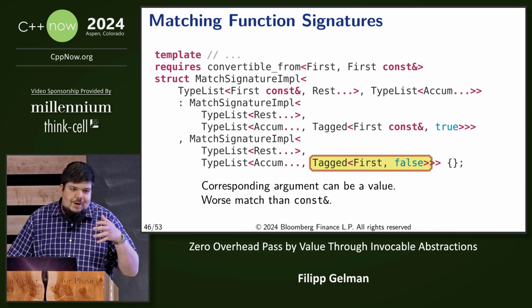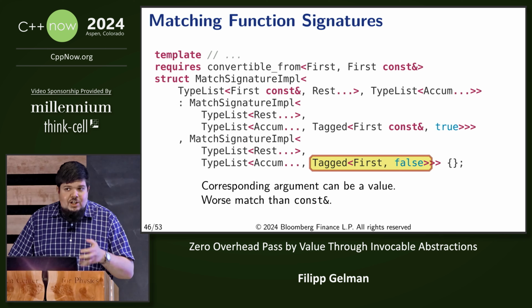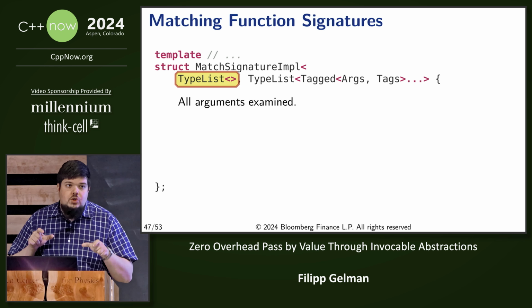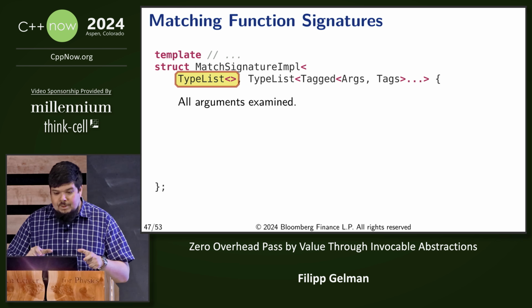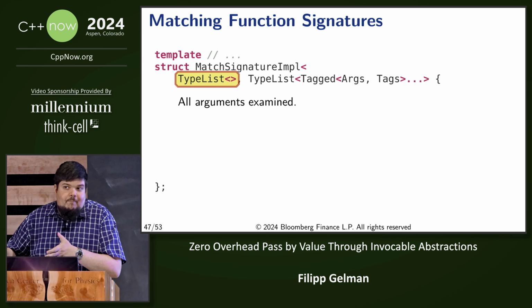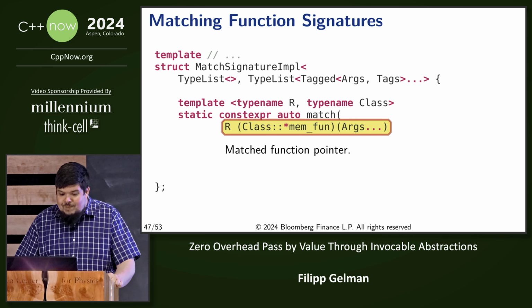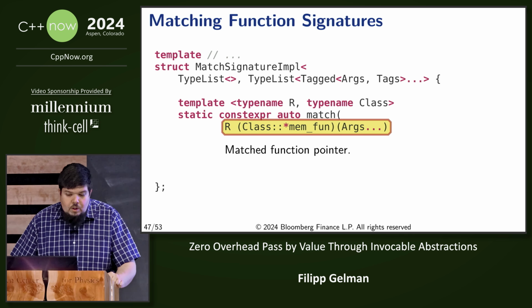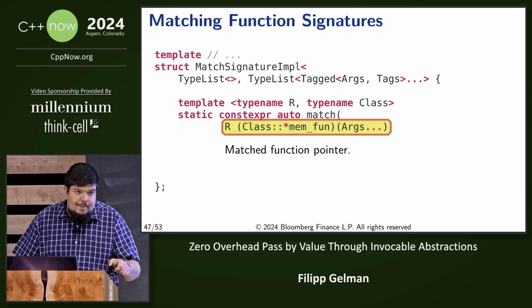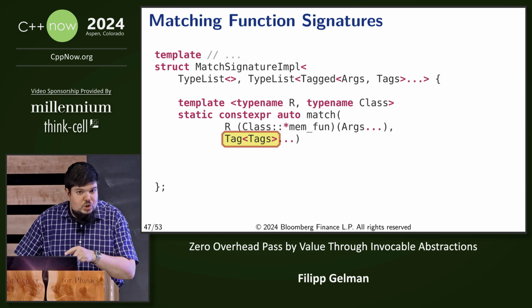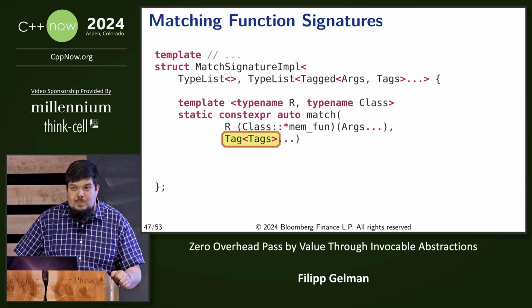And it's a similar trick for values and rvalue references and so on. Each one has a set of specializations like this. Until we get to the leaves. So once all the function arguments have been examined, they're all in the second type list. Now here we're at the child class, so to speak. And here we define a match static member function that takes a pointer to member function of a class whose arguments are the ones that we have picked, and a tag, one tag per argument. These two together guide the compiler to picking the match function that corresponds to the best overload of the call operator that we're going to be examining.